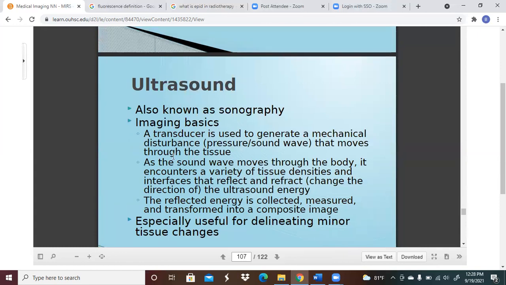Ultrasound, also known as sonography. And basically, you have a transducer that is used to generate a mechanical disturbance or pressure or sound wave that moves through the tissue. As the sound wave moves through the body, it encounters a variety of tissue densities and interfaces that reflect and refract or change the direction of the ultrasound energy. And this reflected energy is collected, measured, and transformed into a composite image.